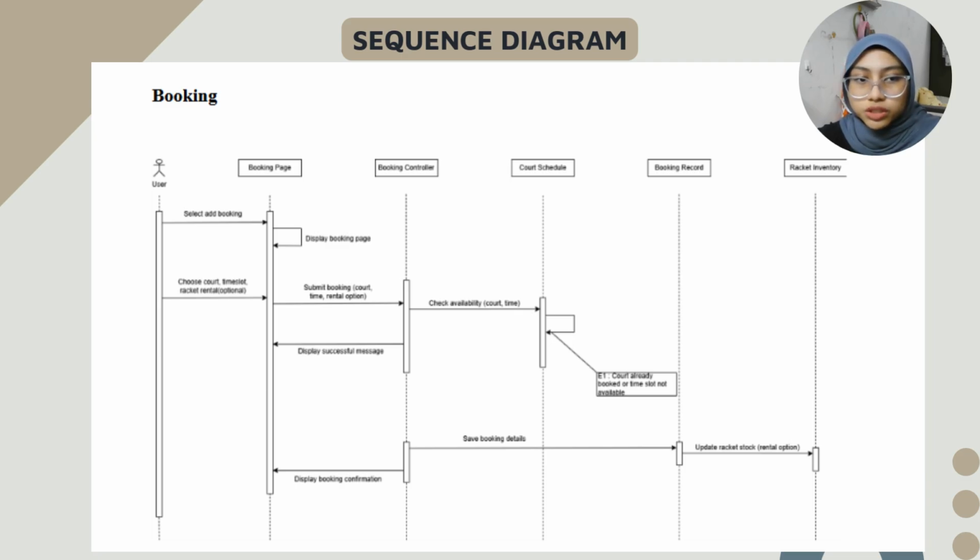And then the booking controller will save the booking details to the booking record. It will also update the racket stock if the user chooses to rent the racket. And lastly, the booking controller will display the booking confirmation to the booking page.